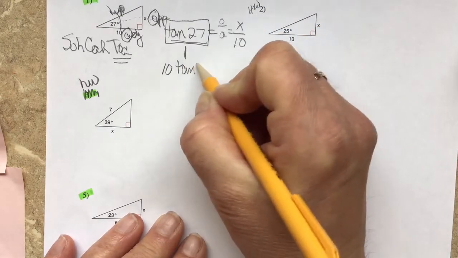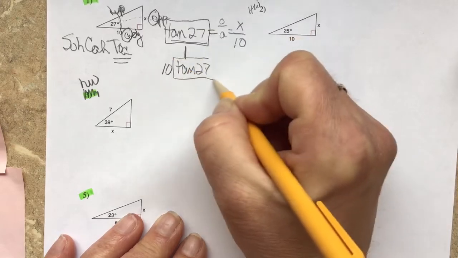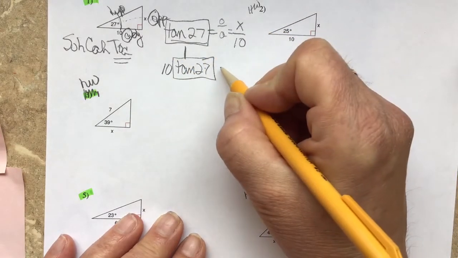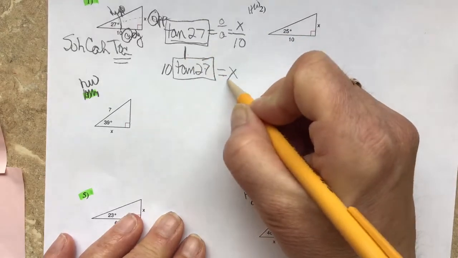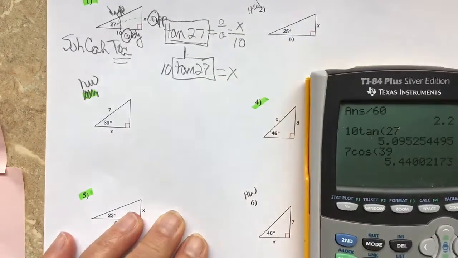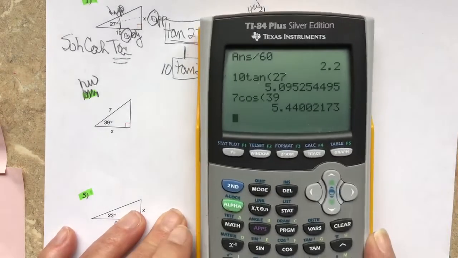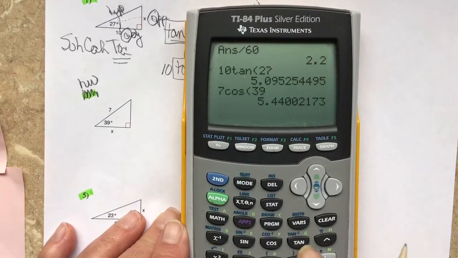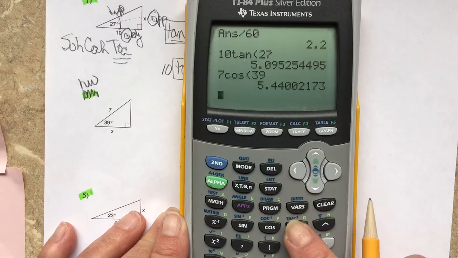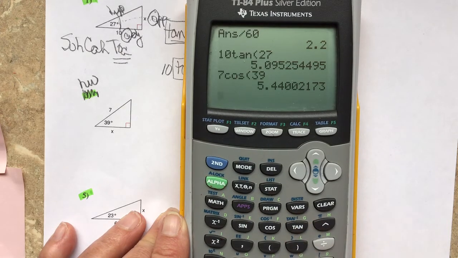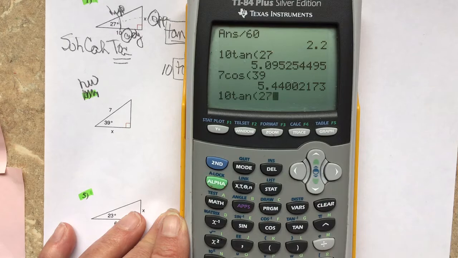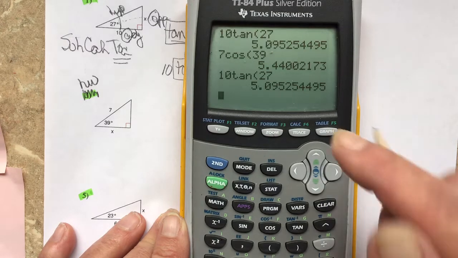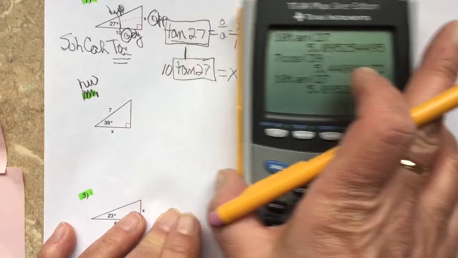So 10 tangent 27 locked together equals x. Now I go to my calculator and I put in tangent. It's right here. Everybody see it? So, actually that was what was up on my screen. 10 tangent 27, hit enter, and it's 5.0952, blah, blah, blah, blah, blah.